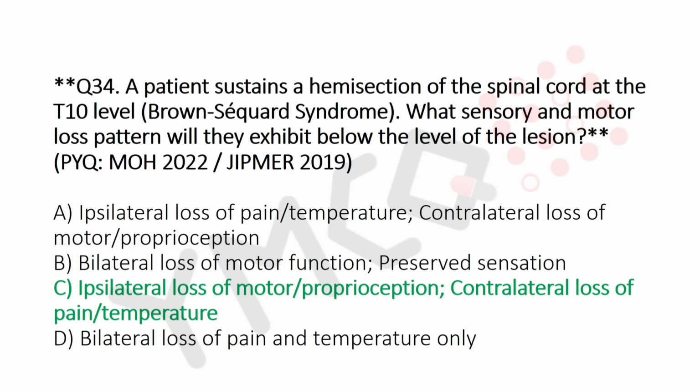Because the pain and temperature tract crosses over early in the spinal cord, but the motor and proprioception tract crosses in the brainstem, hemisection causes a split. Motor or proprioception loss on the same side, pain or temperature lost on the opposite side. I think you got it.